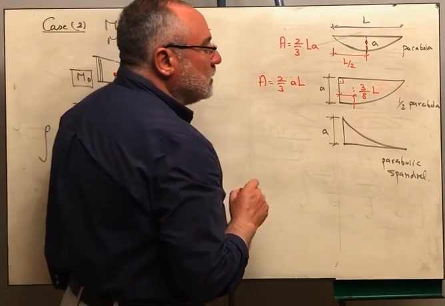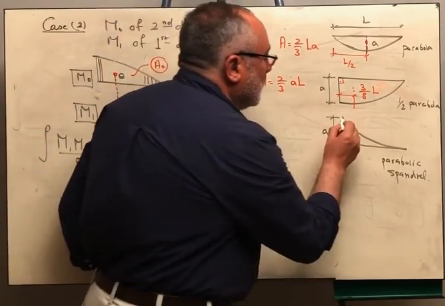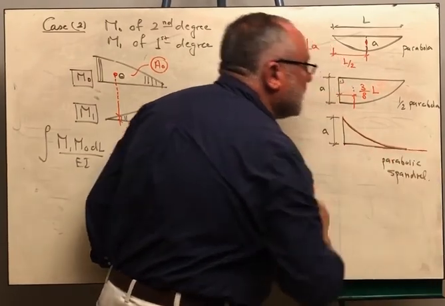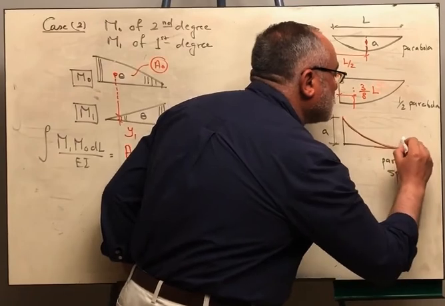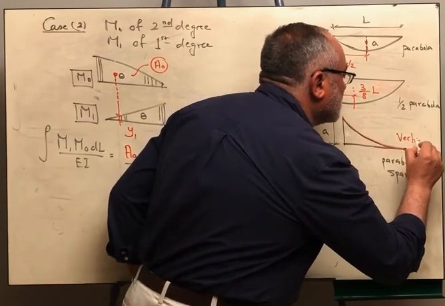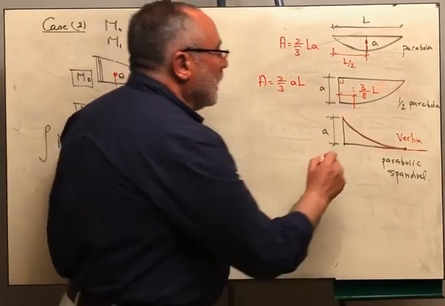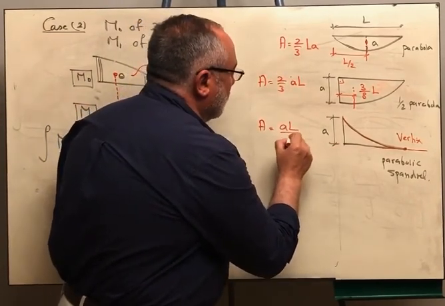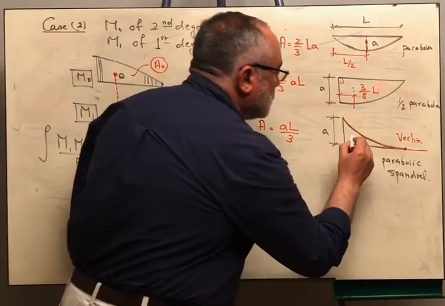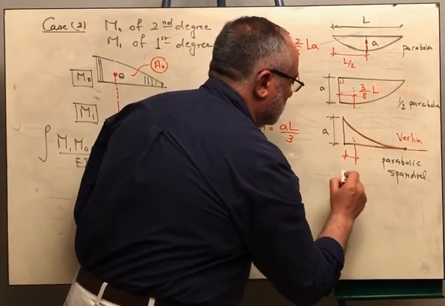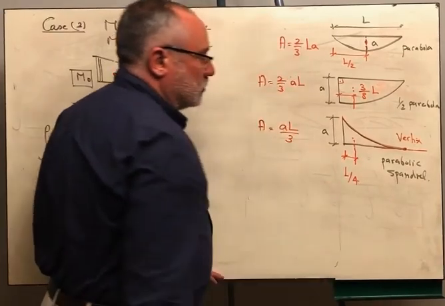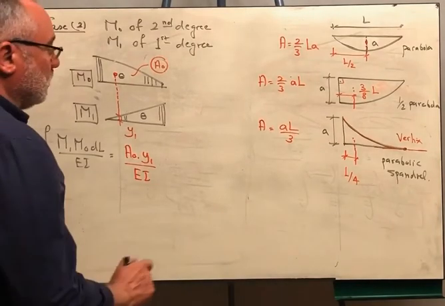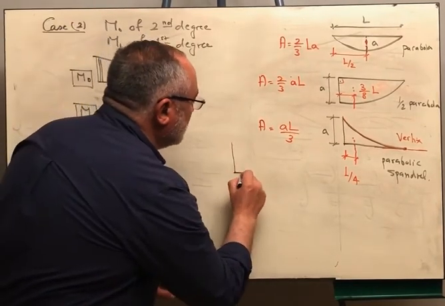And for the parabolic spandrel, what's the meaning of a parabolic spandrel? It means that this is a parabola and the tangent of the parabola is horizontal here. So this point is called the vertex. Okay? And in this case, the area is AL over 3, and the position of the centroid is at a distance L over 4.